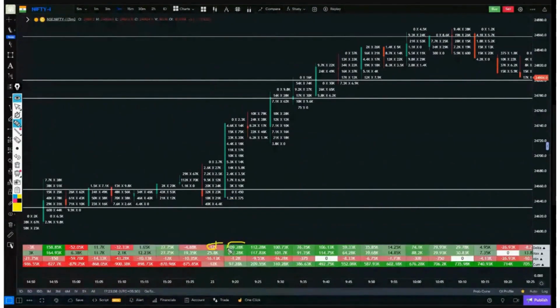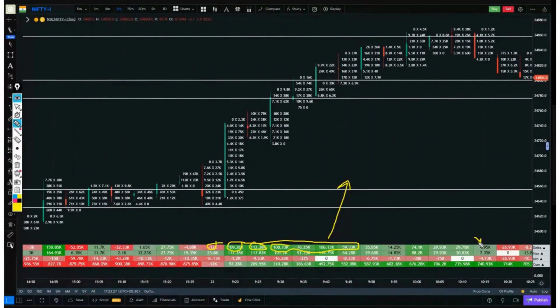Now the delta of the second candle. Let's talk about both negative and positive together. The delta of this candle, the delta of this candle. What we are seeing is that some candles have a very high delta, and some candles, like this one, just have 4,000. The delta of these candles is very low.